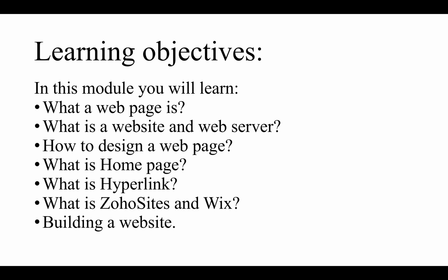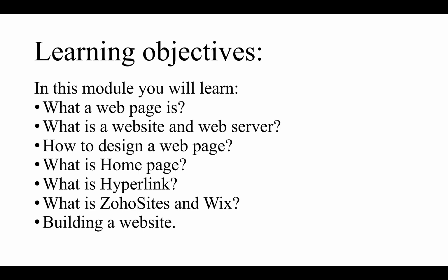In the previous class, you learned the theory part of these objectives: what a web page is, what a website and web server are, how to design a web page, what a home page is, what a hyperlink is, and what Zoho Sites and Wix are. The theory part you briefly learned in the previous class. In this class you will learn the practical part.